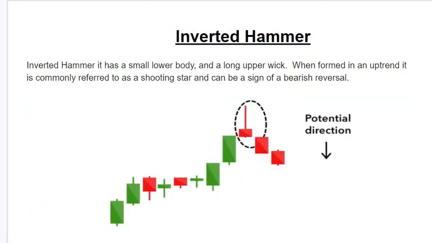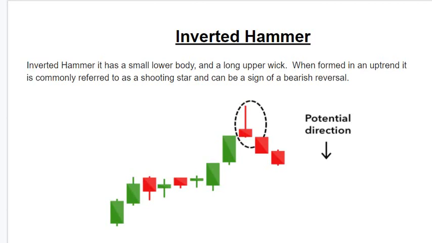And on to the next one. Now we have an inverted hammer. And again, the inverted hammer is just like the bullish hammer. It's just reversed or opposite. The inverted hammer has a small lower body and has a longer upper wick.